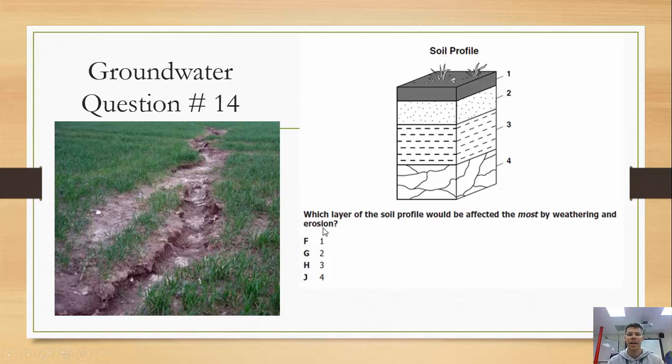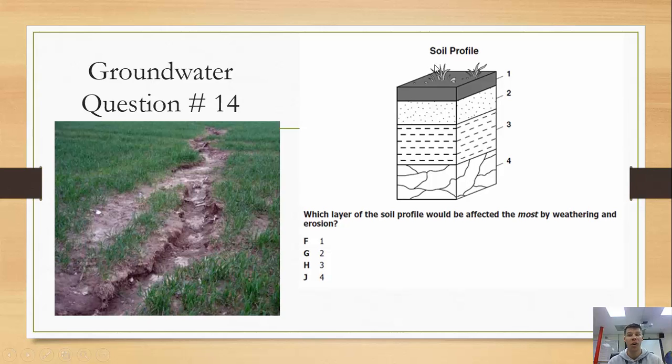Which layer of the soil profile would be affected the most by weathering and erosion? If you look here at this little picture showing you some erosion, the carrying away of sediments to a new location, this is a kind of common sense question. Which of these levels is going to be weathered or eroded first? The obvious answer is the top. The top has to be eroded first. We can't erode the bottom and leave the top intact. So this top layer, layer 1, F, is your best answer, your topsoil.